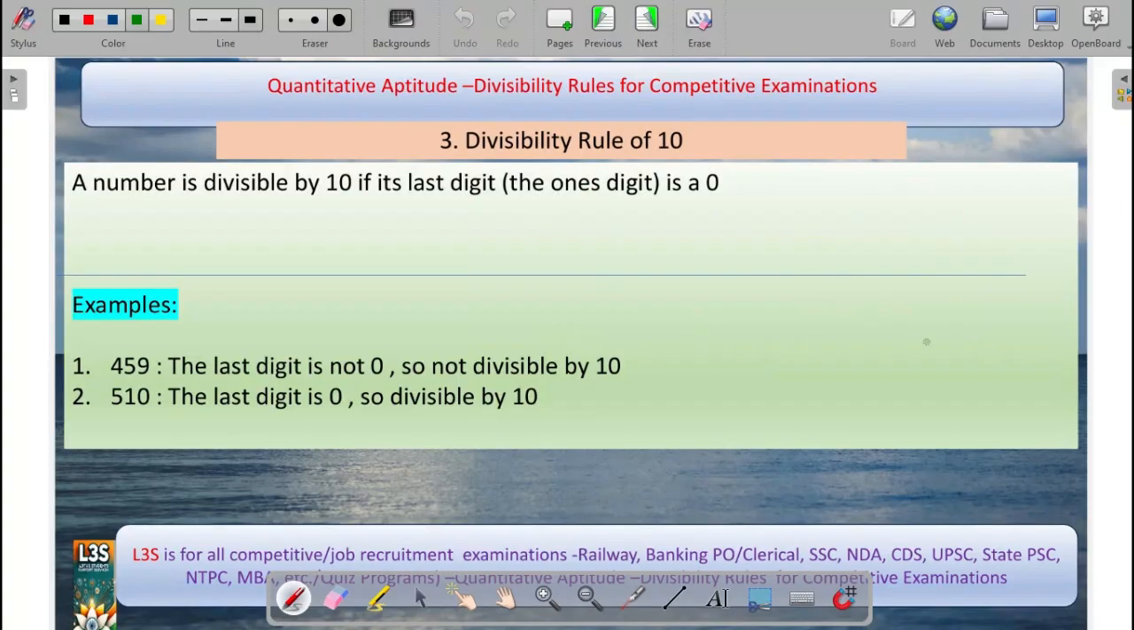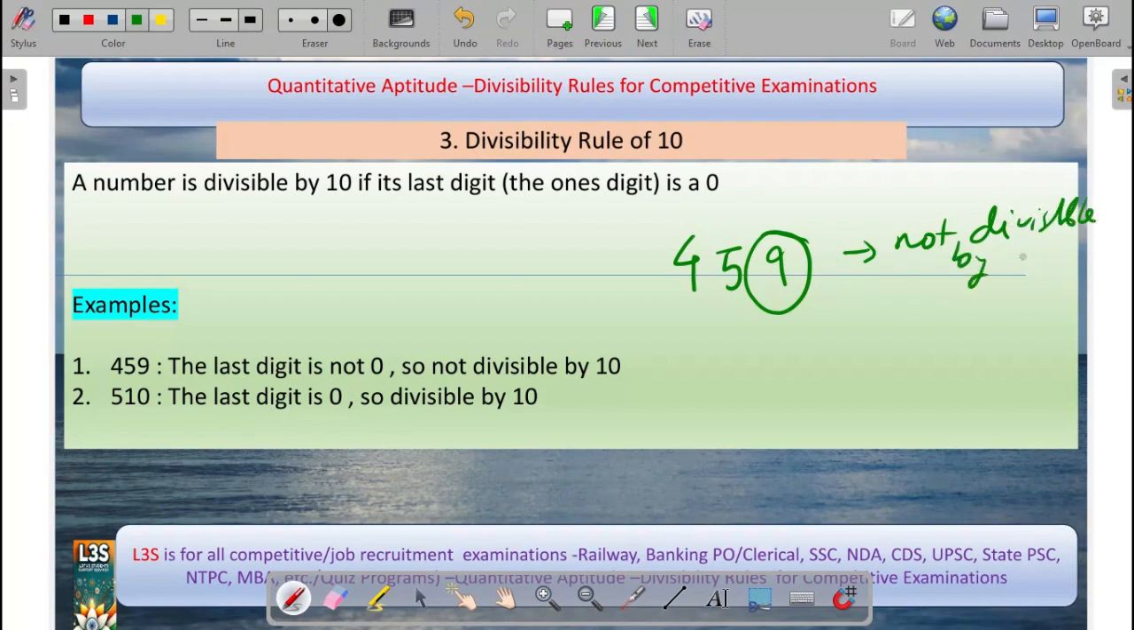Let's move to the next one. Divisibility rule of 10. A number is divisible by 10 if its last digit is 0. It's very simple. We just need to see the last digit. Say 459, what is the last digit? 9. It is not 0, so it is not divisible by 10. Now another example, 510. The last digit is 0, so it is divisible by 10. This is so simple.